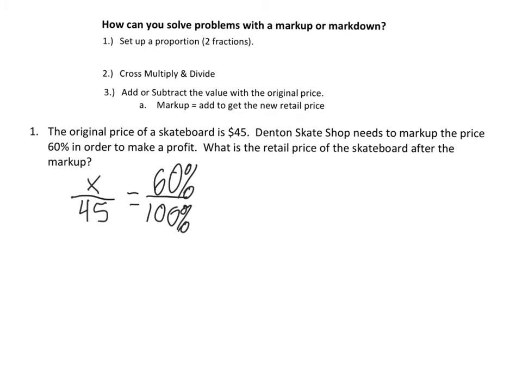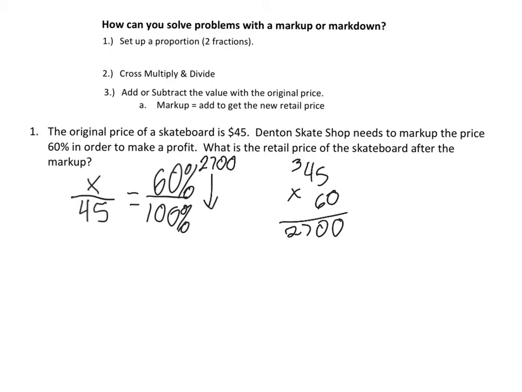So now we need to cross multiply. So we do 45 times 60. Let's do that over here. You can drop that 0. 6 times 5 is 30. Carry the 3. 6 times 4 is 24. Plus 3 is 27. So we get 2,700.